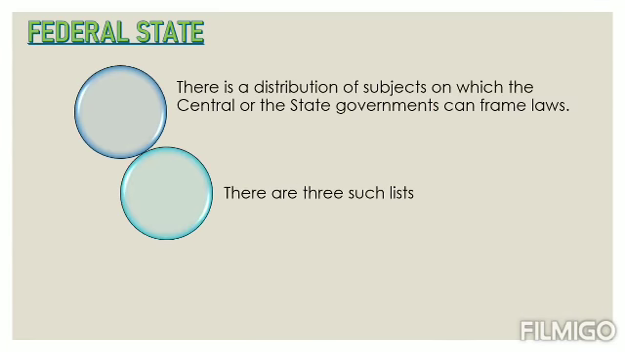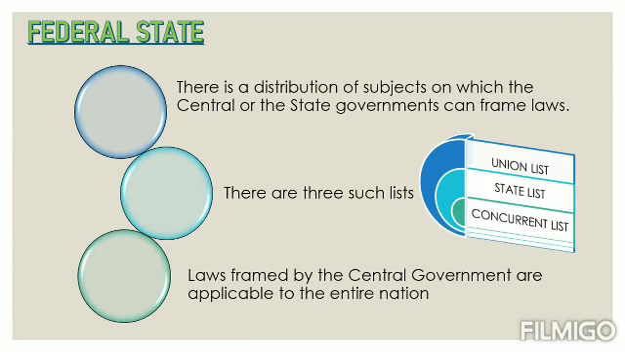Let's continue our third part. Now, what do you mean by federal state? Federal state means we have the central government and the state government. Every state is having its own chief minister. So, there is a distribution of subjects on which the central or the state governments can frame laws. There are three such lists: union list, state list, and concurrent list.